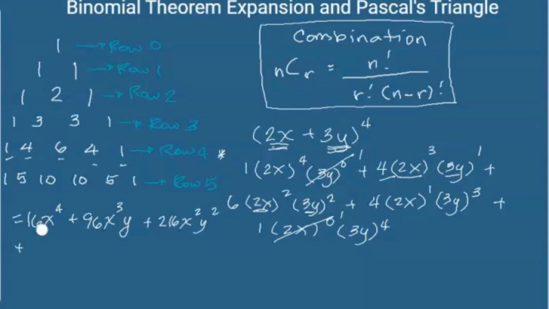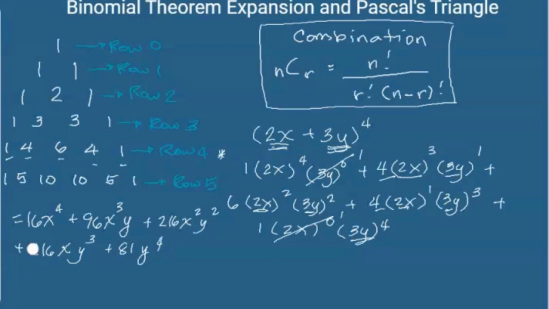plus 2 to the first is 2, times 4 is 8, and 3 cubed is 27. So that is equal to 216 x y cubed. And last term, 3 to the fourth is 81. So we have 81 y to the fourth.